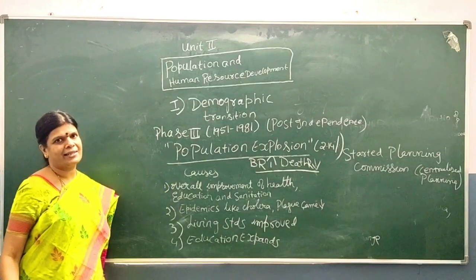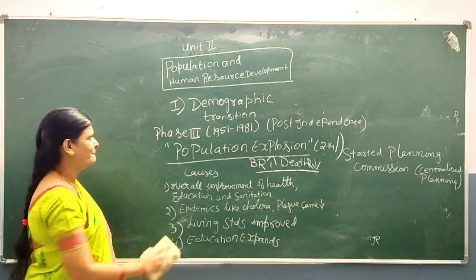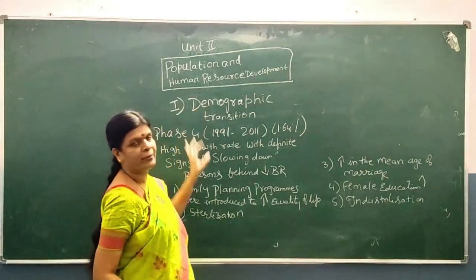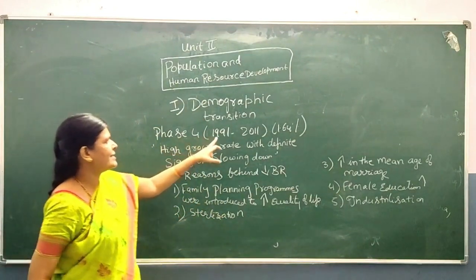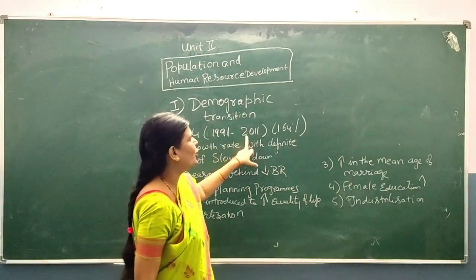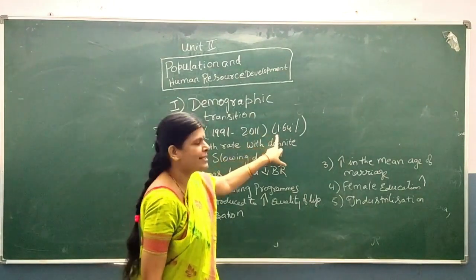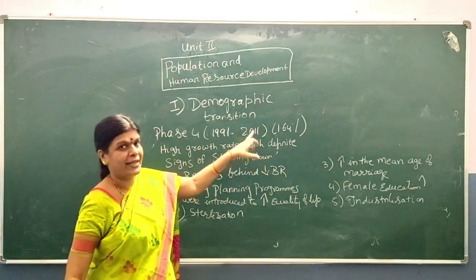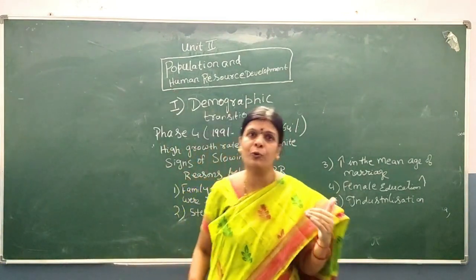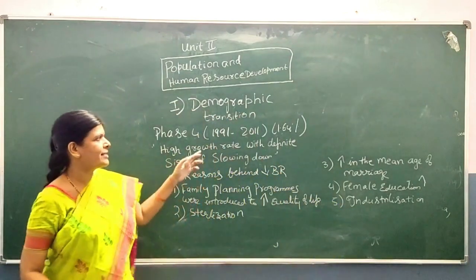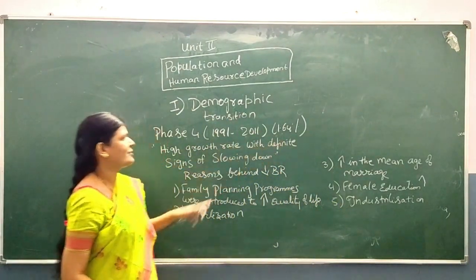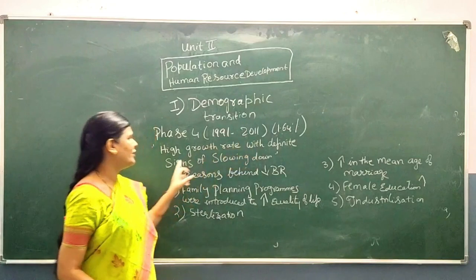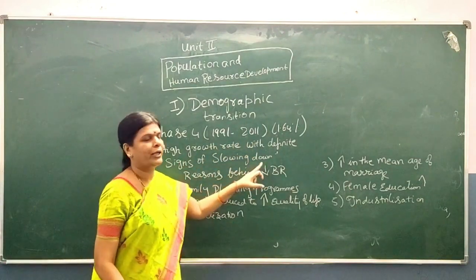Okay, next, the last stage. Now I am explaining phase 4 of demographic transition. This is from 1991 to 2011. In this, the growth rate of population is 1.64%. In the third stage, we have seen 2.2. Now it has decreased to 1.64%. So this stage is called high growth rate with definite signs of slowing down.